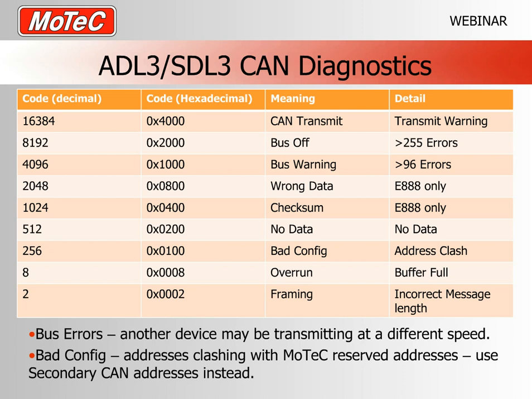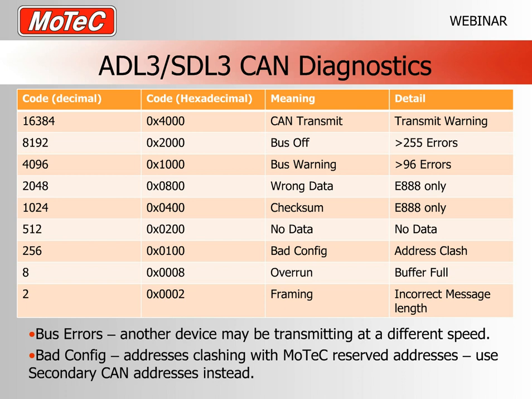So you will see, for example, these first messages 16384, 8192, 4096. These are the messages that usually come up where there are many bus errors. Firstly, you'll get 4096 once there are more than 96 errors on the bus. If there are more than 255 errors, the bus actually is disabled and you won't get any CAN data whatsoever. Again, this is typically caused by either more than one CAN transmit device trying to use the same channel, or two different devices trying to communicate at different speeds on the bus. The bus can only operate at one speed.